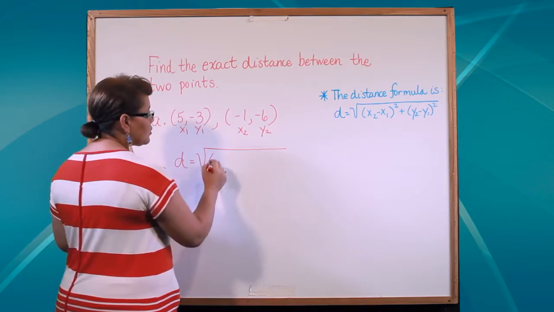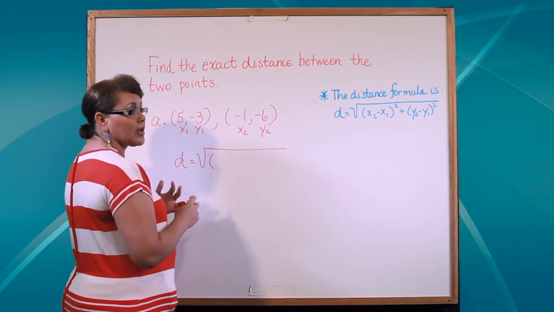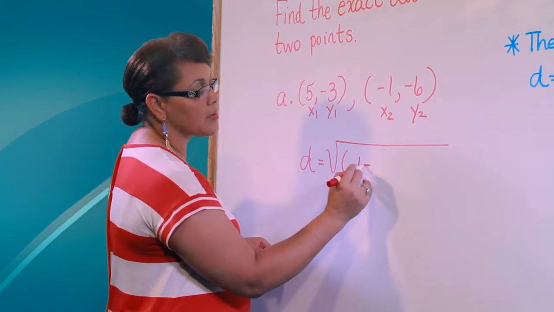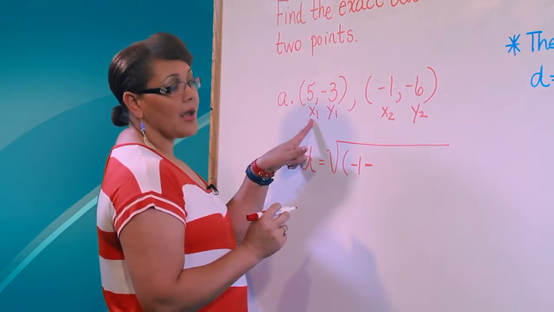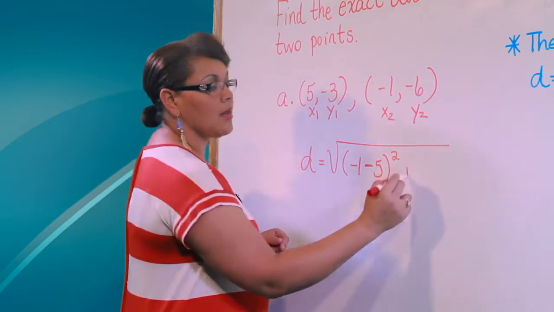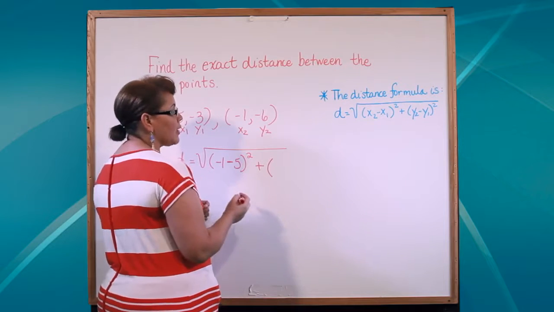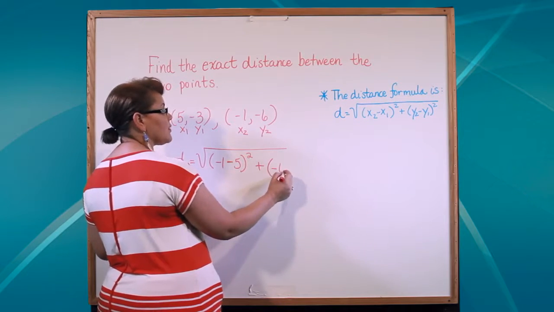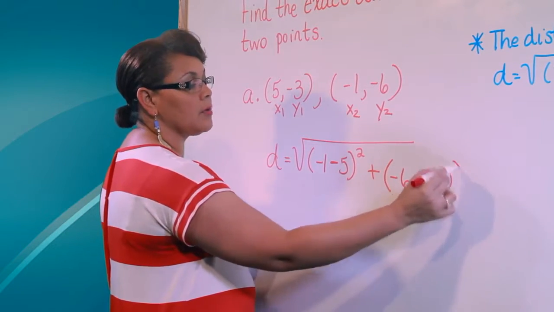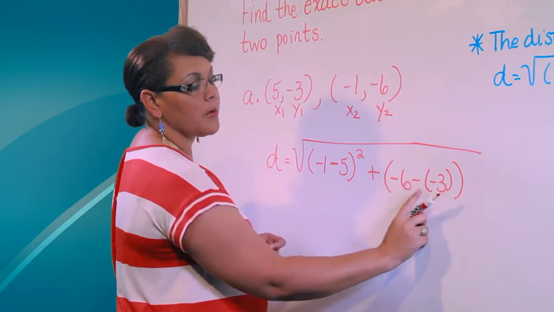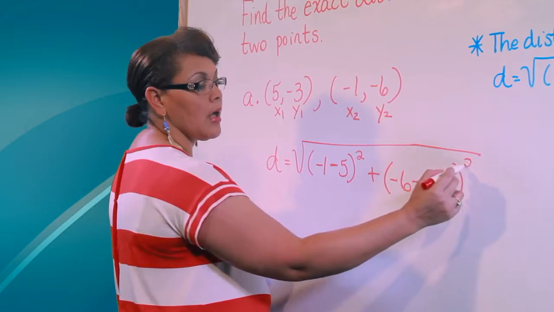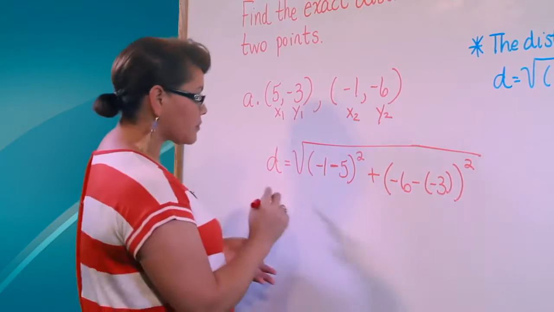So the first thing I need to know are what x2 and x1 are. x2 is -1, and the formula says I'm subtracting x1, which is 5, and then we're going to square that number, plus y2 minus y1. y2 is -6, y1 is -3. So be careful here and make sure you put this in parentheses so you'll know that you're subtracting a negative number, and then I want the square of that number.